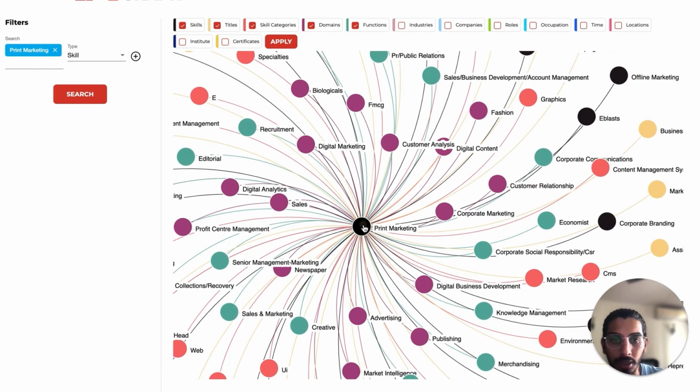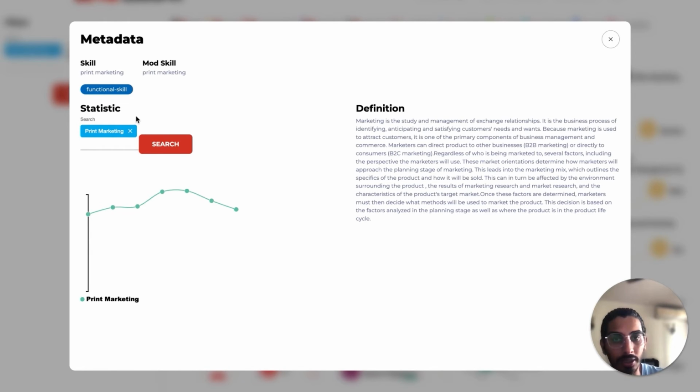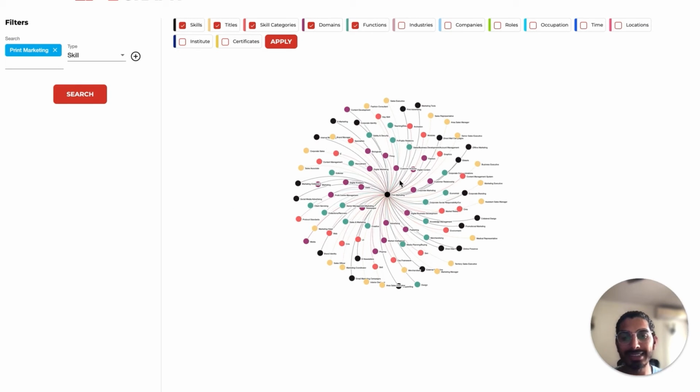When you click on that, you can see the definition about print marketing. You can see the trend with respect to print marketing from the jobs perspective, and you can see this is a functional skill. So that's about our knowledge graph and the kind of knowledge which it brings to the table.